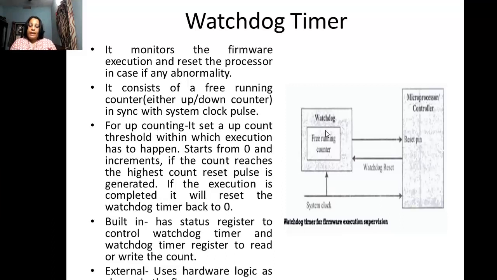The watchdog timer can also be a built-in or an external element. If it's a built-in element, it is in the processor, and it has a status register. The status register is used to control the watchdog timer, and we have a watchdog timer register to read the count or to feed in the count. As I said, if 10 clock cycles is the count, then this count has to be saved somewhere. It is the watchdog timer register where this count will be saved. And if it's external, the external watchdog timer is shown in the figure.